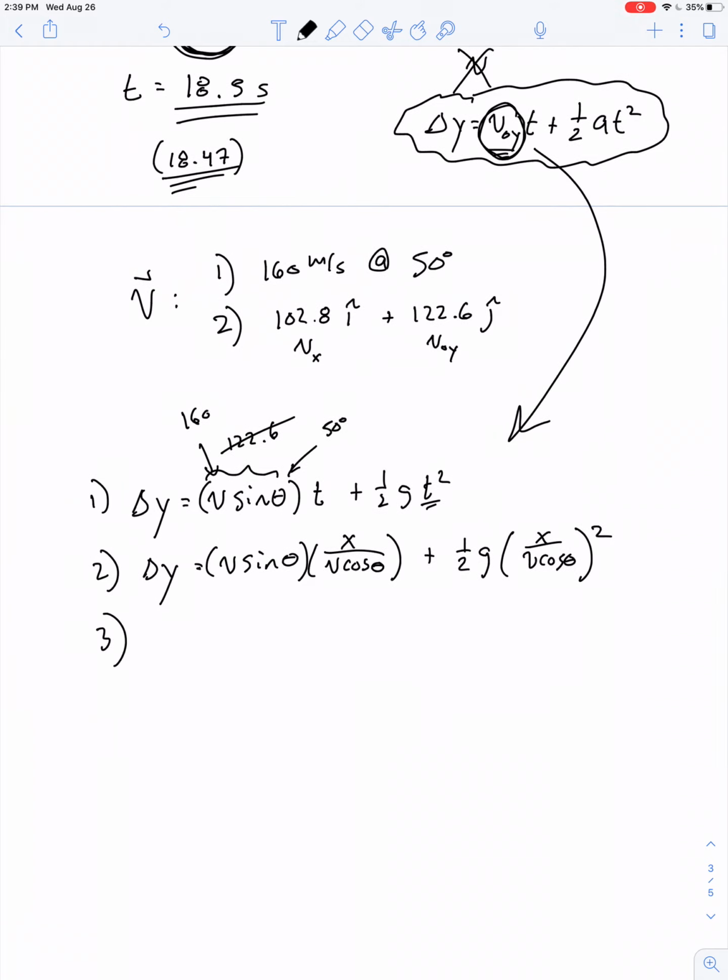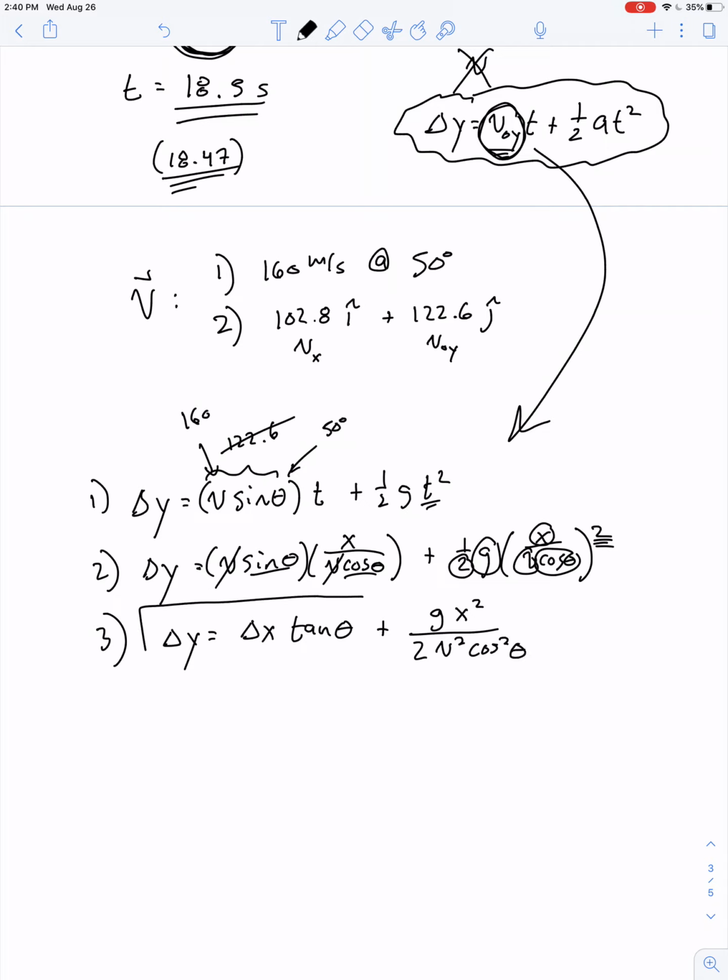Let's do step 3. I notice here I have a v canceling with v, and then you're left with sine over cosine, but that's the same as tangent. So you get delta y equals delta x tangent theta plus, and then let's just square everything individually. The x is squared, the v is squared, the cosine theta is squared, and then we'll put it all into one fraction, so g also belongs in the numerator. So this would be plus g x squared over, don't forget this 2, over 2v squared cosine squared theta.